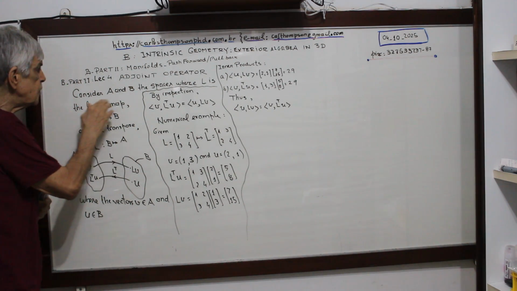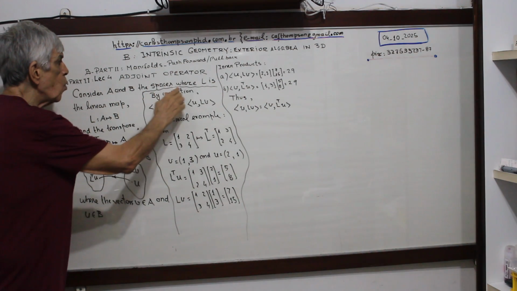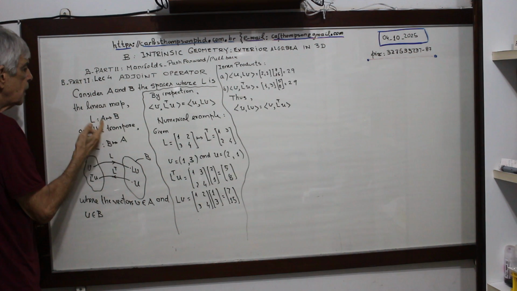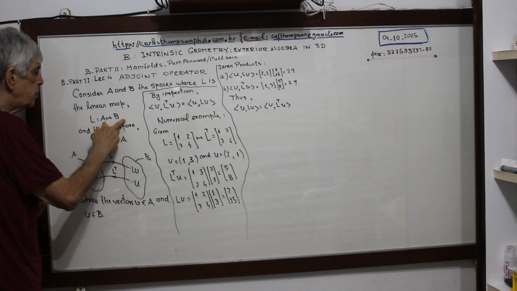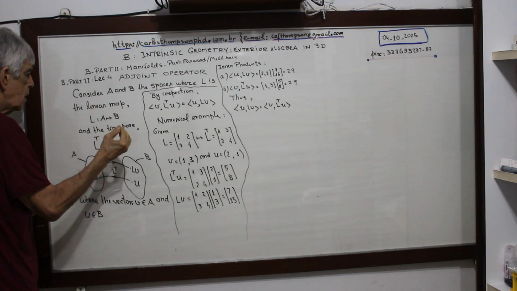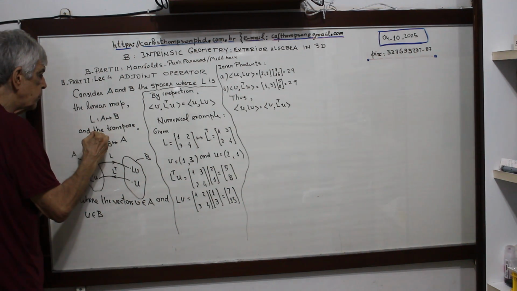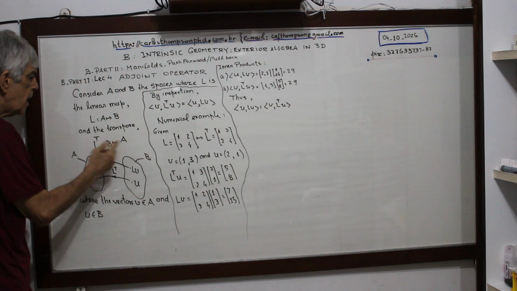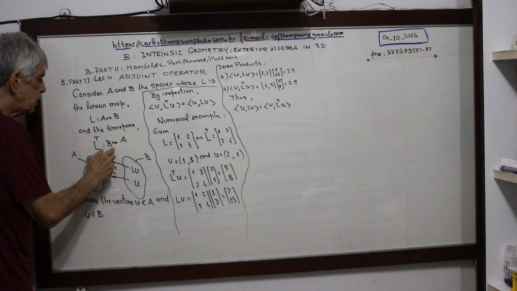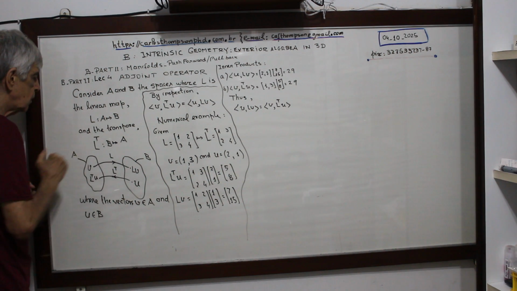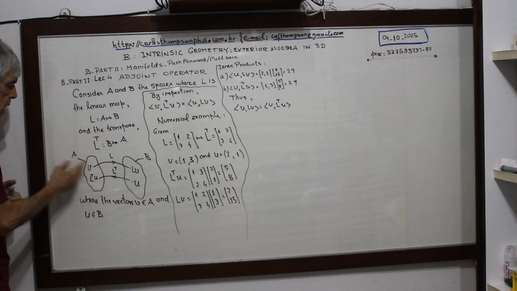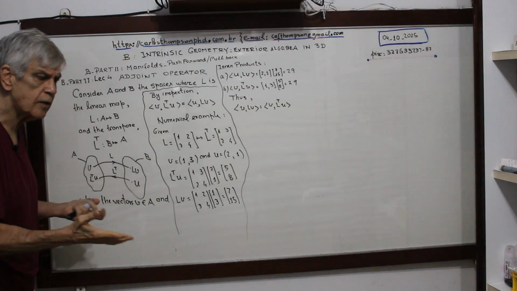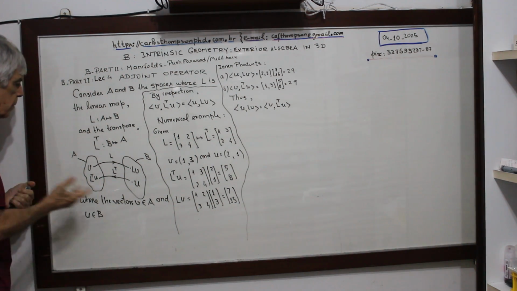Now, consider A and B the spaces where L is the linear map. L maps A to B. Now, the transpose, L transpose, maps back B to A. See? This is the space. I'm considering only a 2x2 case, 2x2 elements.